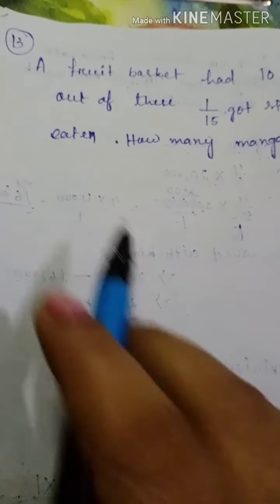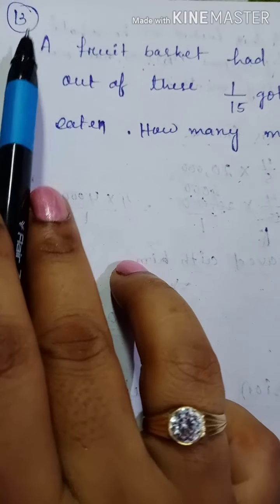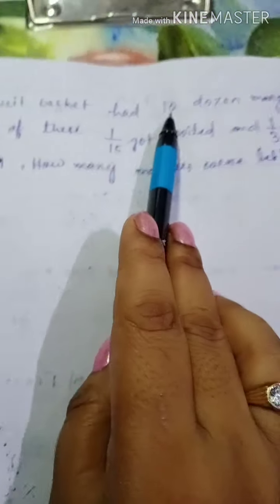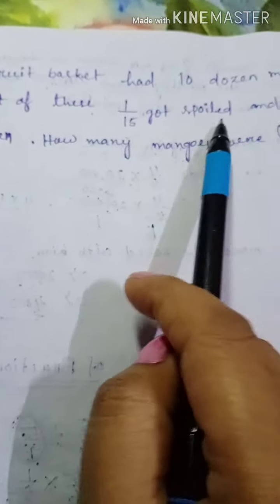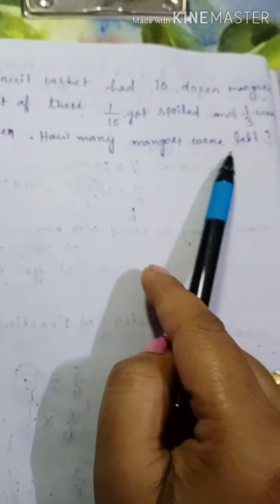See students, there is question number 16. Okay. See, that is question number 13. Sorry, it is the 13th question from your exercise 5.10. Okay. A fruit basket had 10 dozen mangoes. Out of these, 1 by 15 got spoiled and 1 by 3 were eaten. How many mangoes are left?